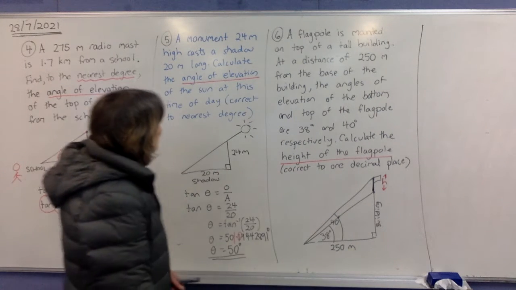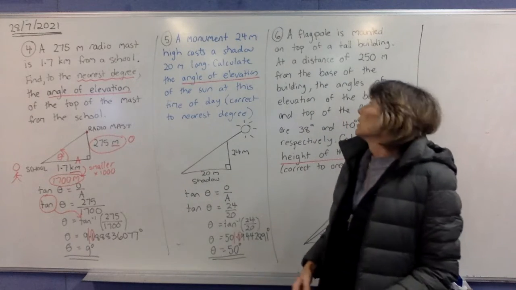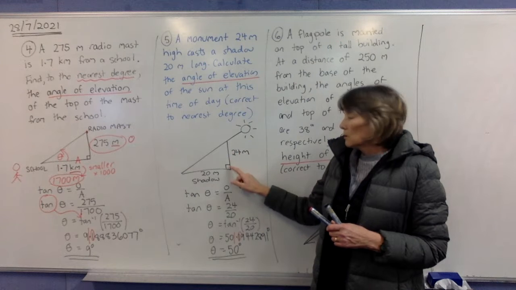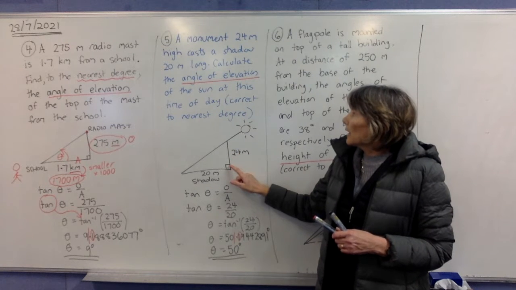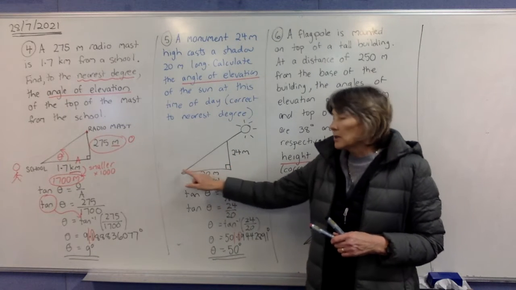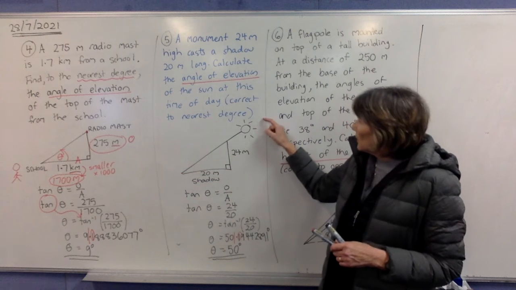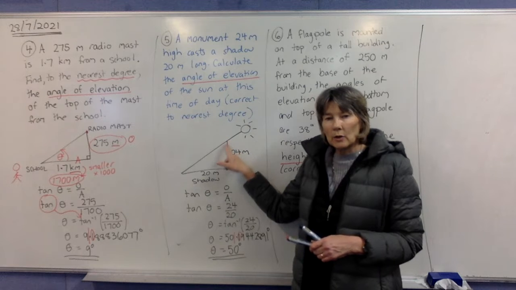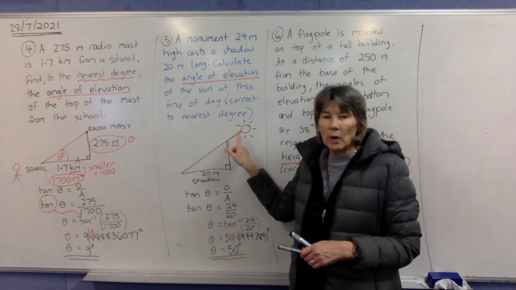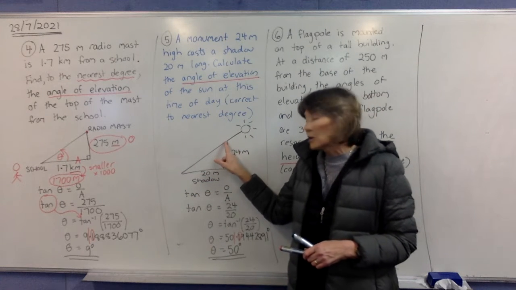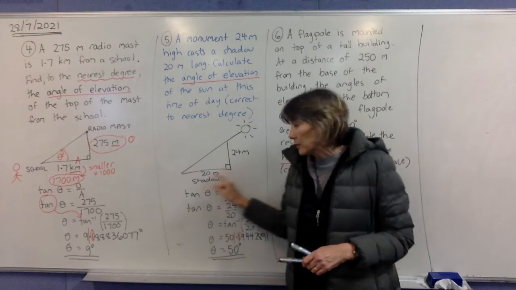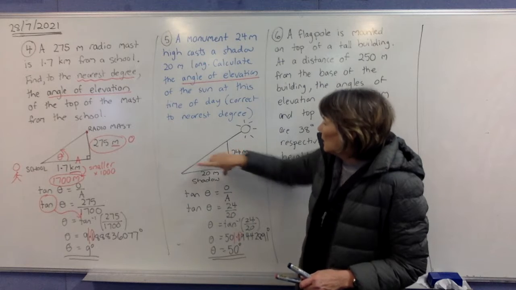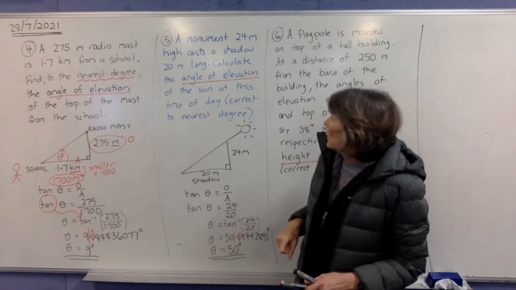Okay, looking at the next one. We have a monument, 24 metres high. Here it is, 24 metres high. It's going to cast a shadow 20 metres long. Okay, so what happens when the sun hits the top of that building? It creates a shadow as that ray of sun hits the top and falls down to the ground. That's what creates the shadow. So 24 metres high building creates a 20 metre long shadow on the ground.